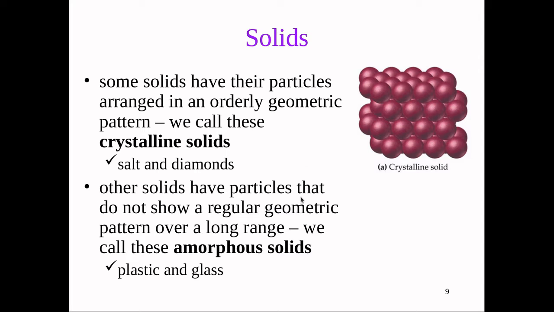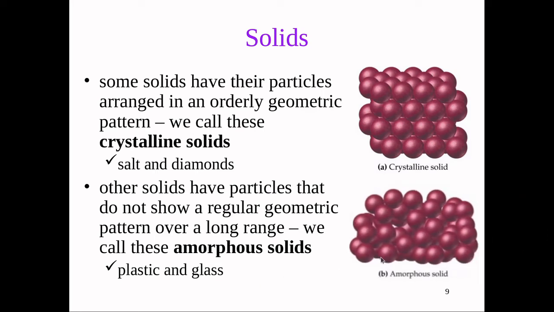Other solids have particles that do not show a regular geometric pattern over a long range. So we call these amorphous solids. Some examples would be plastic and glass, which are typically amorphous solids. And basically what you have is a little bit of a jumble, right? You may have certain regions where it's a little bit more orderly like this, but it's not going to extend over long areas.